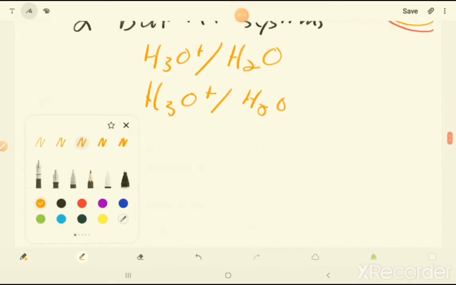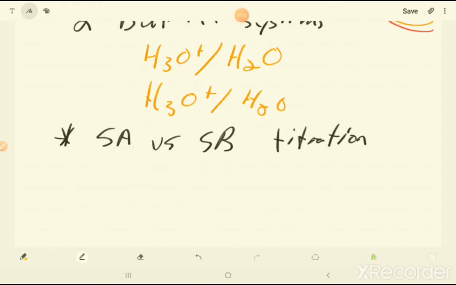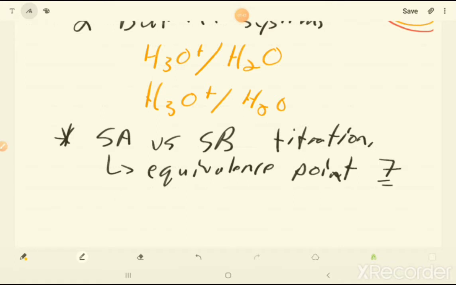Now, one thing I want everybody to understand here is that this is going to be constant. Whenever you have a strong acid versus strong base titration, you will always have an equivalence point of 7 and two buffer systems.